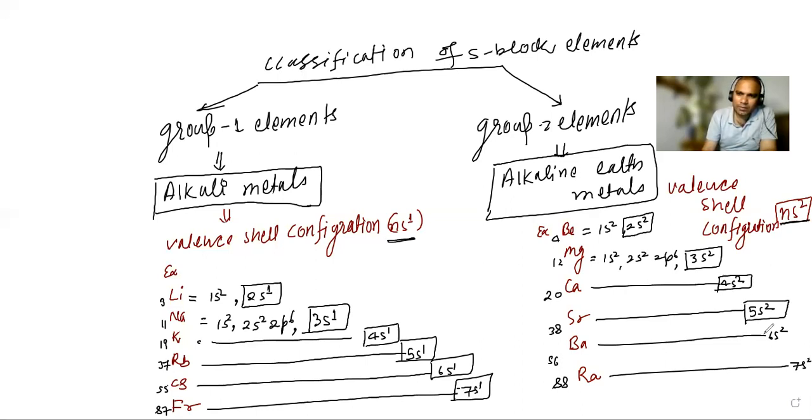So s-block elements are classified into two categories, group 1 and group 2. Group 1 is known as alkali metals, and group 2 is known as alkaline earth metals. Group 1 electronic configuration is ns1, group 2 electronic configuration is ns2. Examples of group 1 are lithium, sodium, potassium, rubidium, cesium, francium, and group 2 are beryllium, magnesium, calcium, strontium, barium, radium.